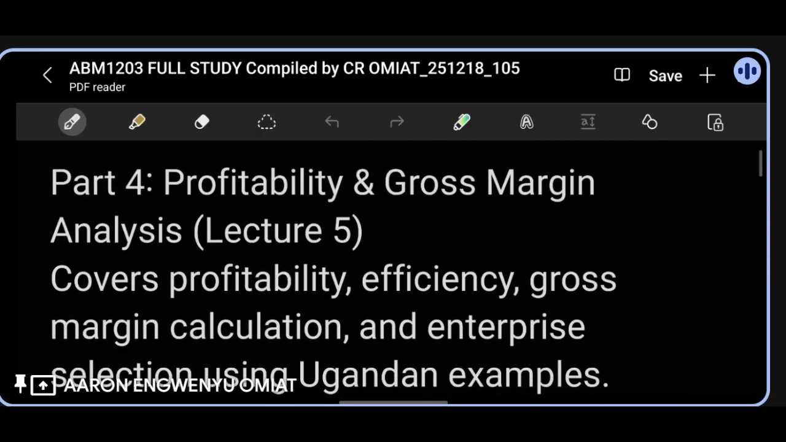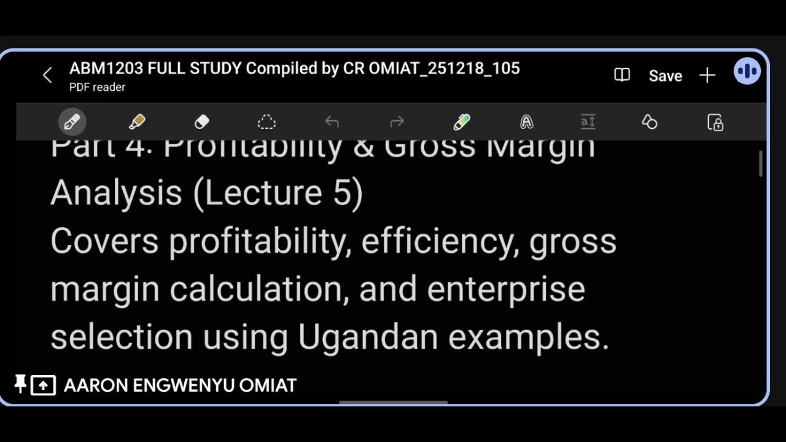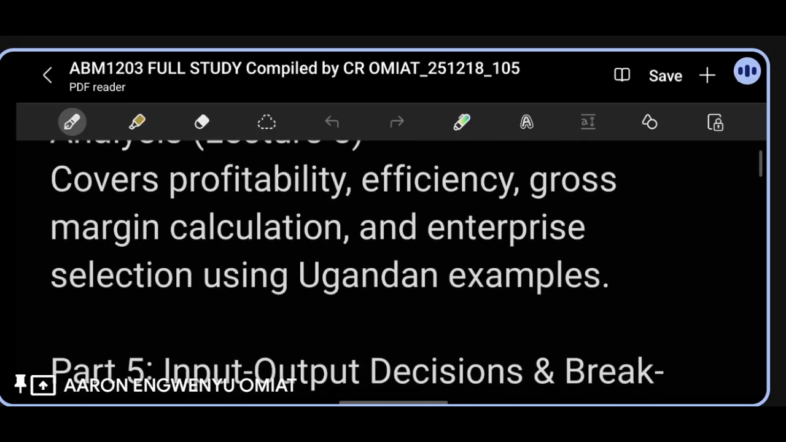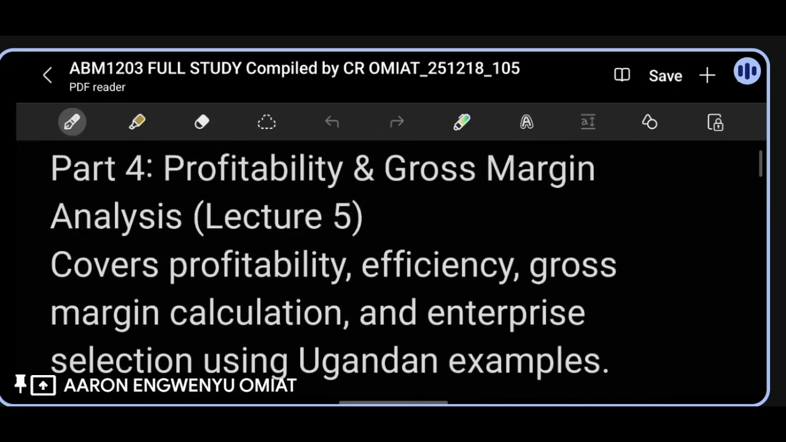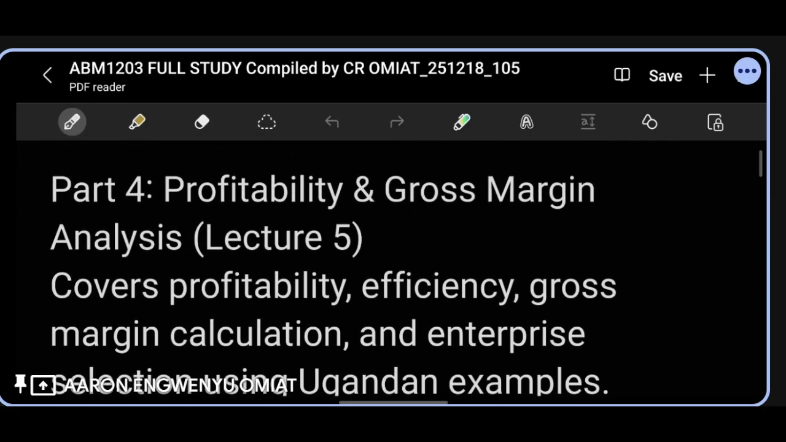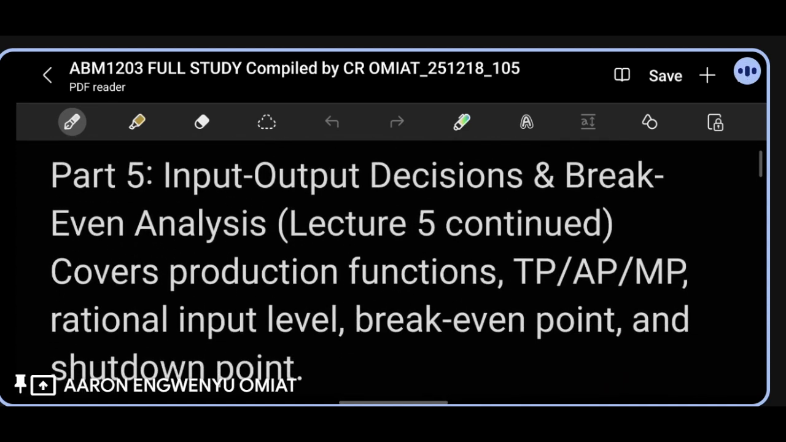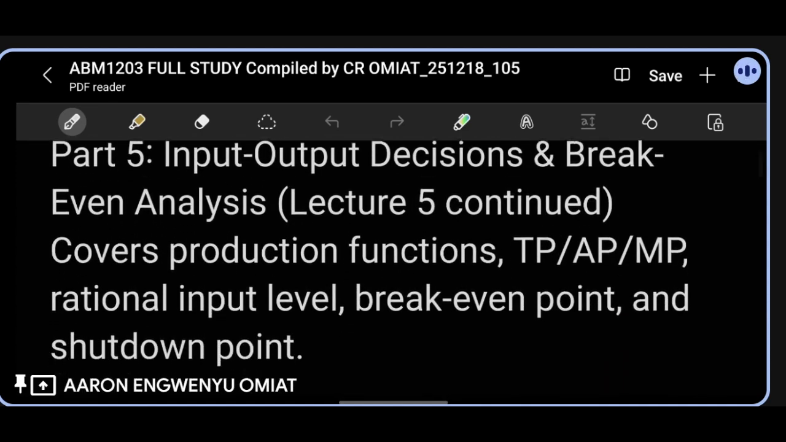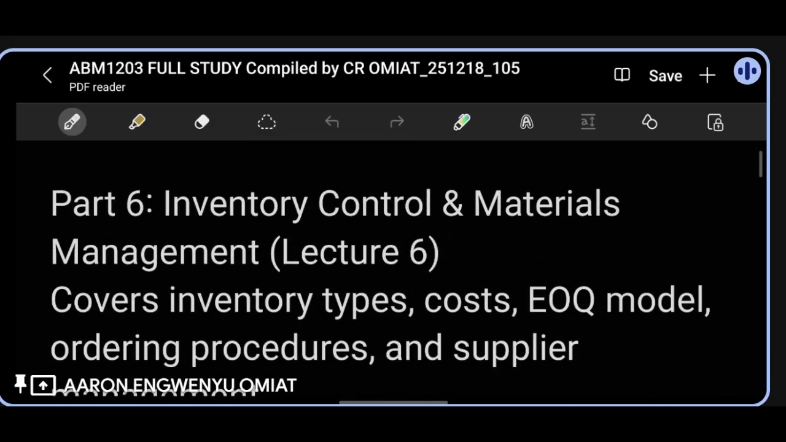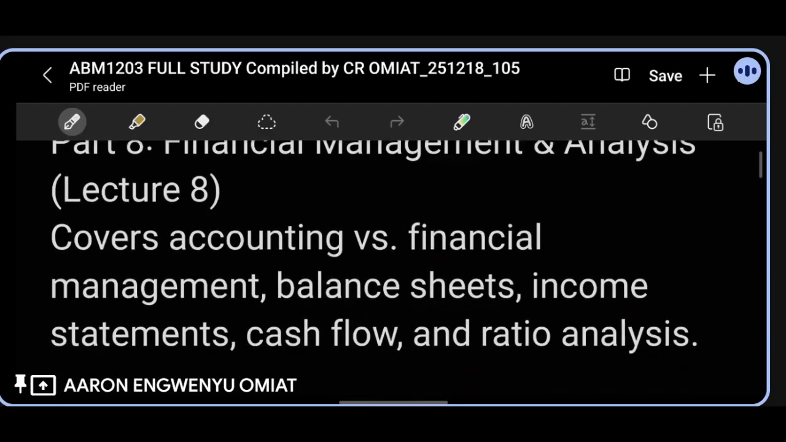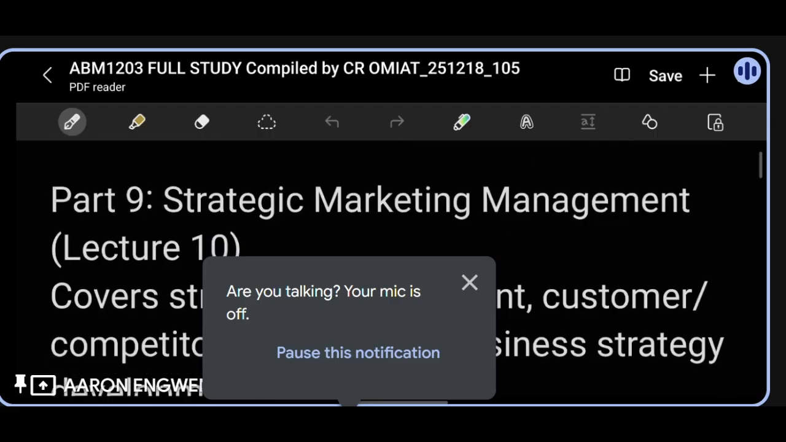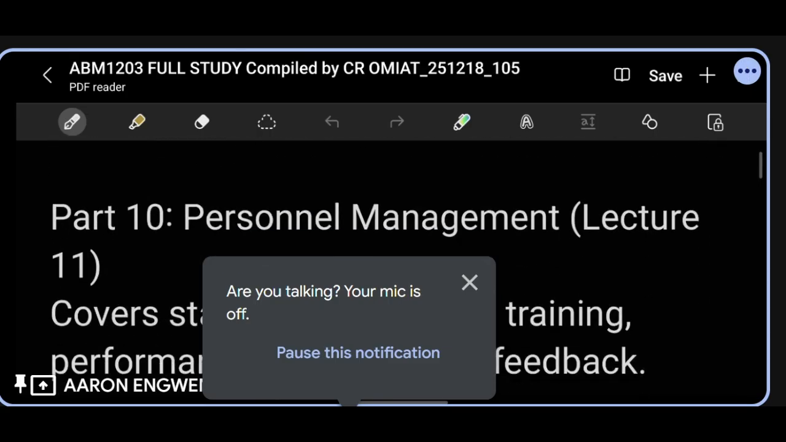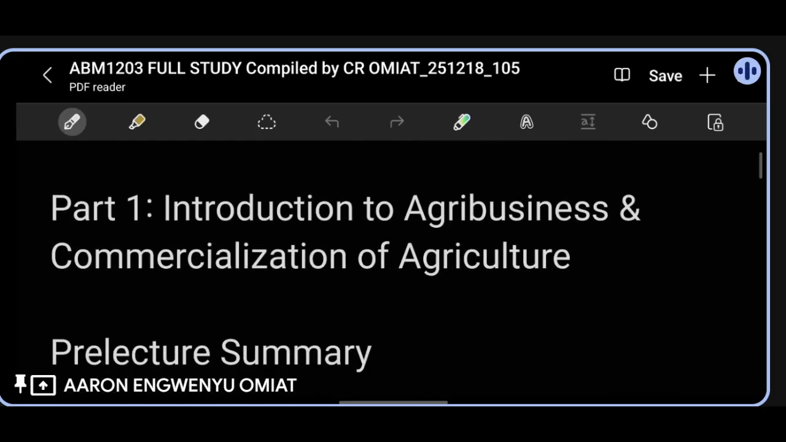And part 4 is the profitability and growth margin analysis, which covers profitability, efficiency, gross margin calculations, and enterprise selection using examples. This is what we are probably going to cover in the next session. And we shall go ahead after that. Part 5, input and output decision and break-even analysis. Part 6, inventory control and materials management. Part 7, agribusiness record keeping. Part 8, financial market management and analysis. Part 9, strategic marketing management. And lastly, personnel management. That will be it for the course.